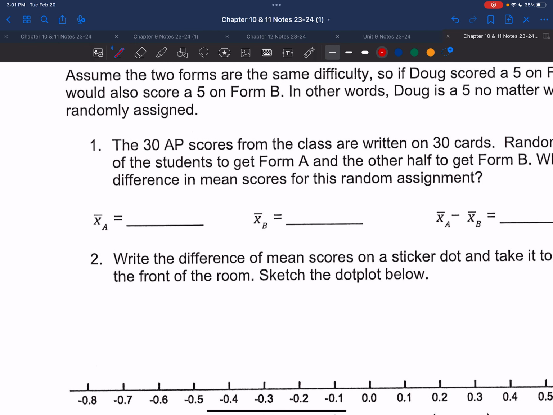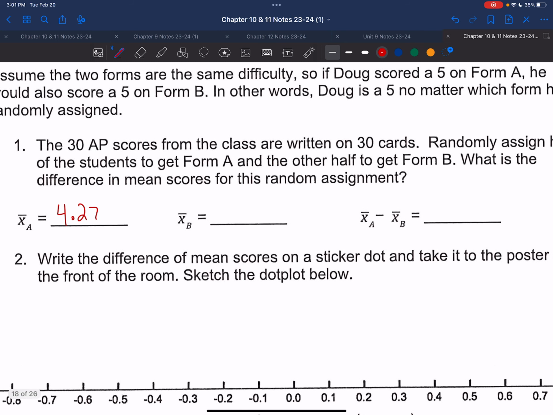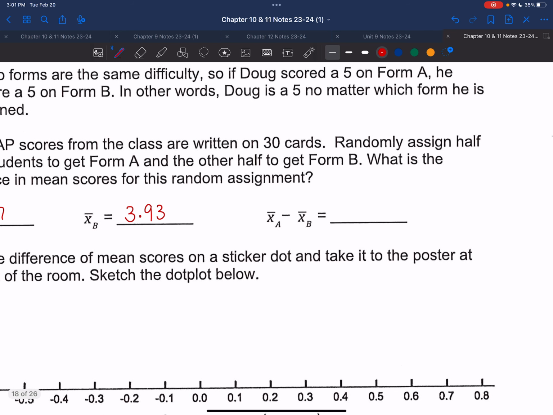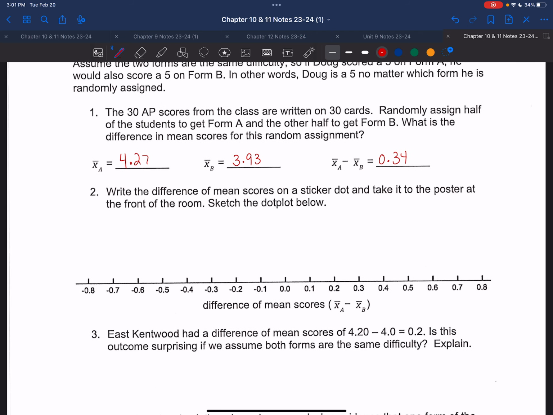So if you were to do that, let's say, for example, you got a difference of 4.27 average score for A, and then for B, you got 3.93, for a difference of 0.34. Now, if every student did this, let's say we had a classroom of 30 students, and every student did this and got a difference, let's just pretend we did that. Each one of these dots I'm about to put down represents a difference that each person got in this classroom.